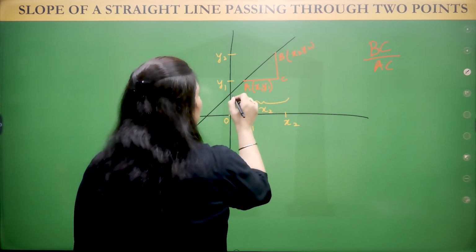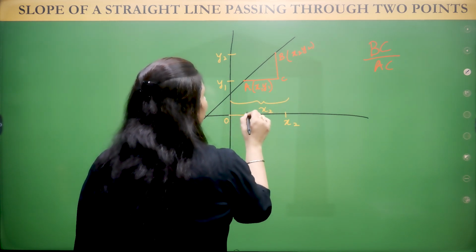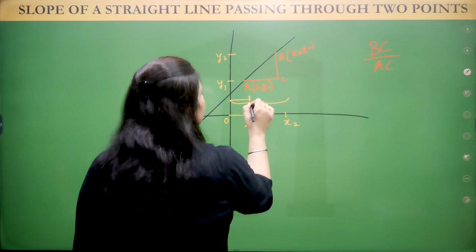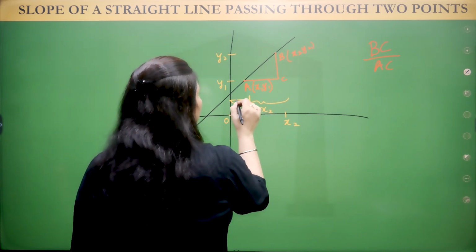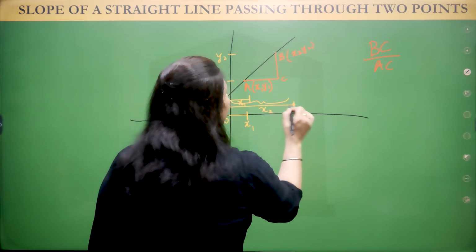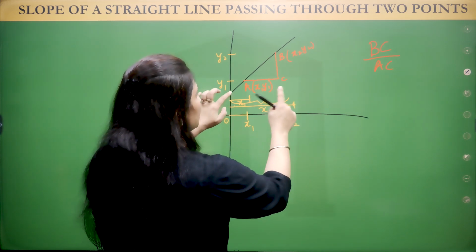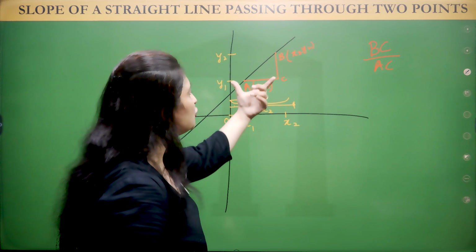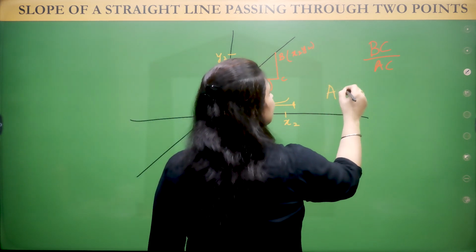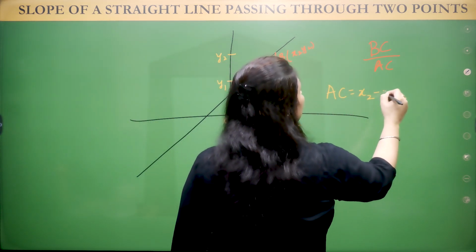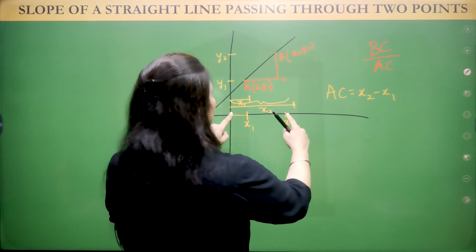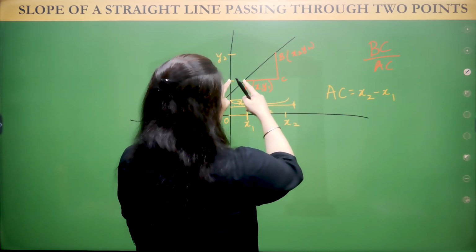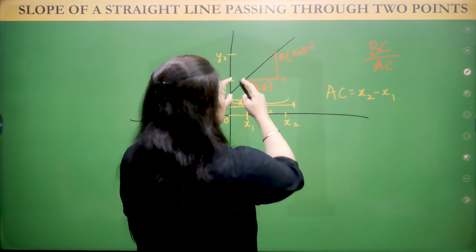And what is OA? I mean this. This is x1. This is x1 and this is x2. So what will be AC? Yes, it will be x2 minus x1. So the length of AC you can see is x2 minus x1. This is x2, and this is x1. So this will be x2 minus x1.